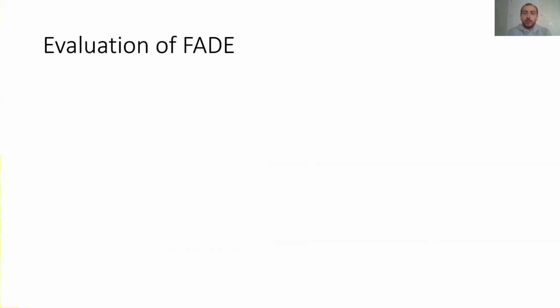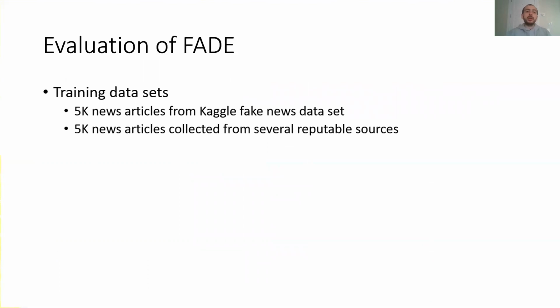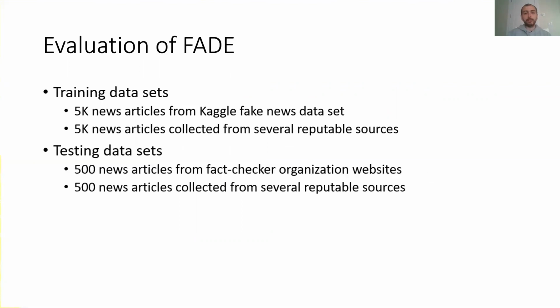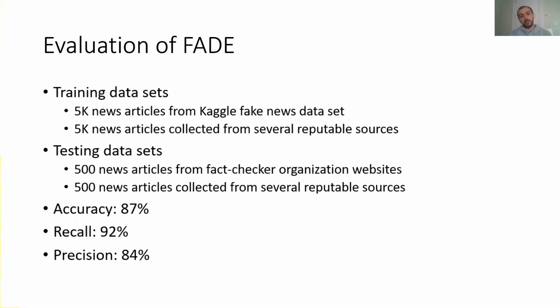We evaluate this classifier. First, to train, we use 5,000 fake news articles from the Kaggle fake news dataset, and 5,000 real news articles collected from several reputable sources. We collect them ourselves. And for the testing data set, we manually collect 500 fake news articles from fact-checker organizations' websites like Snopes, PolitiFact, and factcheck.org. And for real articles, we manually collect 500 real articles from several reputable sources, all of which we make public on our GitHub page. We achieve 87% accuracy, 92% recall, and 84% precision on our testing data set.